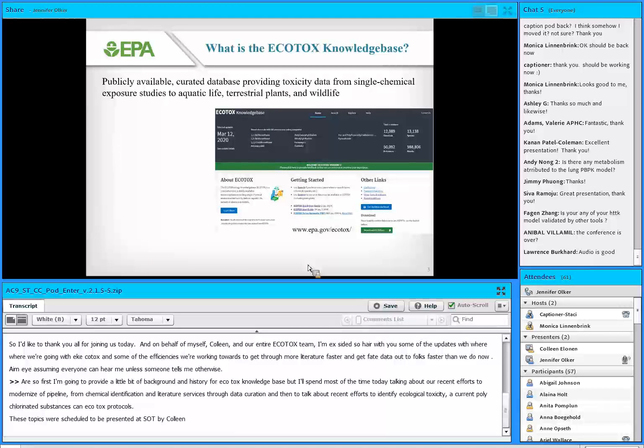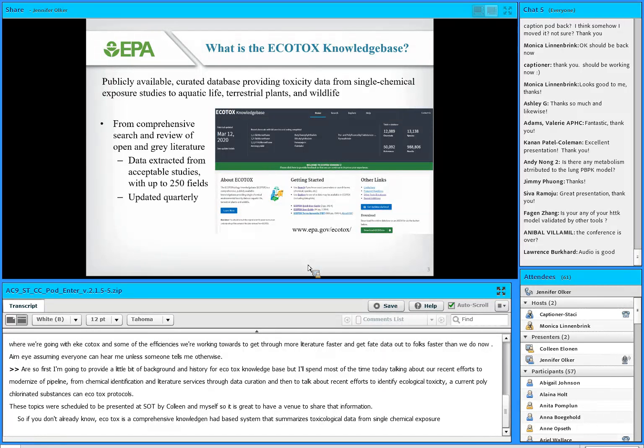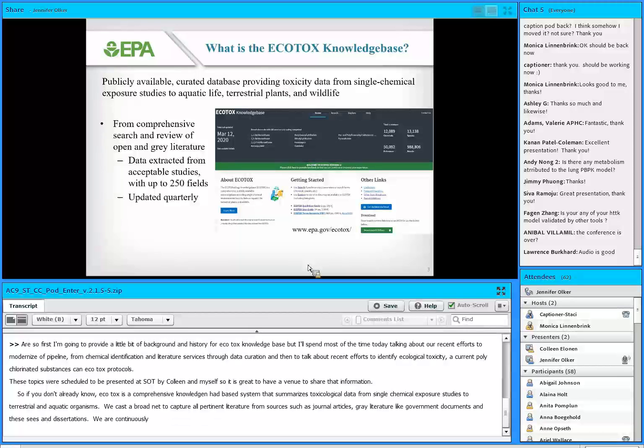So if you don't already know, ECOTOX is a comprehensive knowledge-based system that summarizes toxicological data from single chemical exposure studies to terrestrial and aquatic organisms. We cast a broad net to capture all pertinent literature from sources such as journal articles, gray literature like government documents, and theses and dissertations. We are continuously reviewing articles for inclusion, and the knowledge base is updated quarterly to the public website. So you can see here our last update occurred on March 12th, 2020.